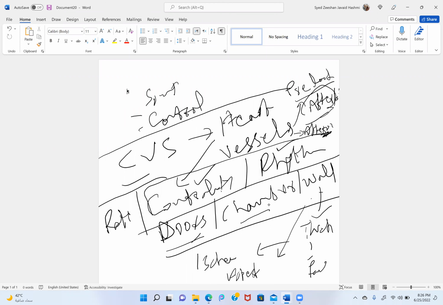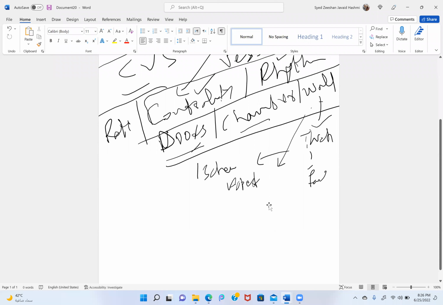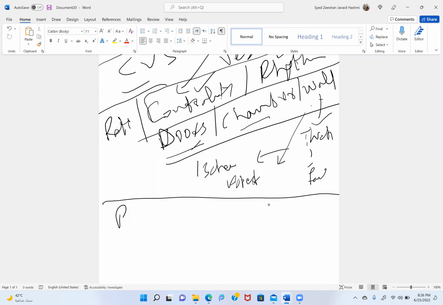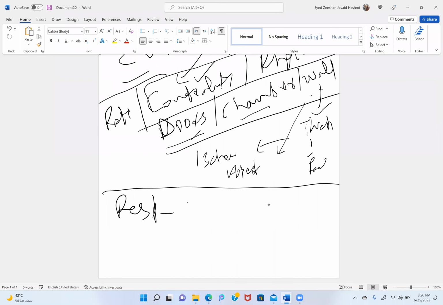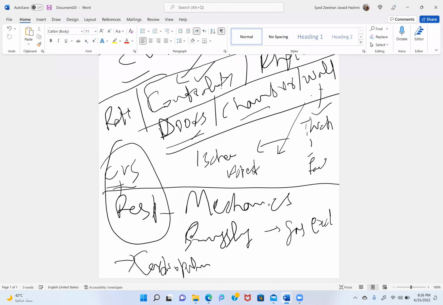So I will suggest, rather than cramming the page, try to find out. You will find things like that for every system. For respiration, there is one thing which is mechanics, and another thing, which is the gas exchange. And then there is a bridge between the cardiovascular system and the respiratory system, that is the cardiopulmonary reserve.